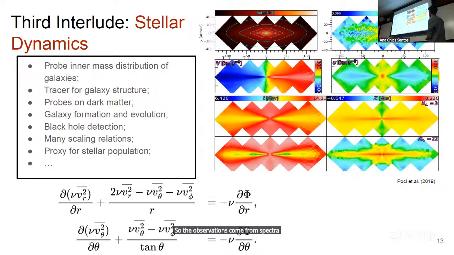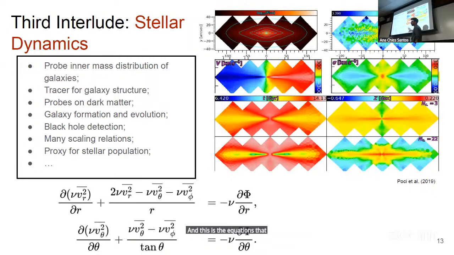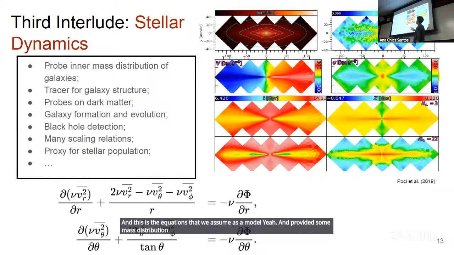So this is the observations. This is the velocity field. And these are the equations that we assume as a model, provided some mass distribution. Is your model a disk? Oh, yes, this is just one picture.